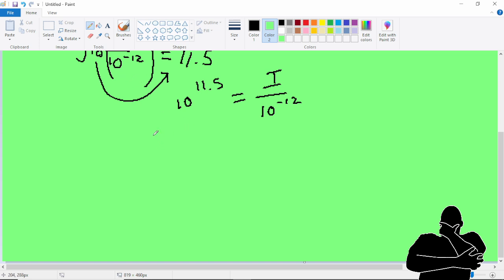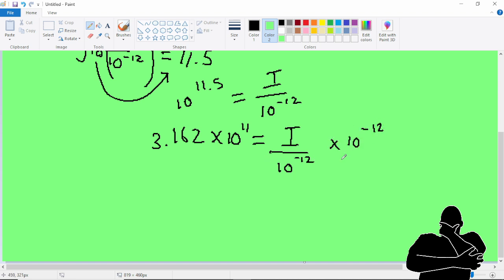So we're going to raise 10 to 11.5 and we're going to get a number. That number is 3.162 times 10 to the 11, right? Just short of a trillion. And that is equal to I over 10 to the minus 12. So we're trying to find I. All we have to do is multiply this side by 10 to the minus 12. Since we multiplied this side by 10 to the minus 12, we have to do the same over here to maintain the equation.